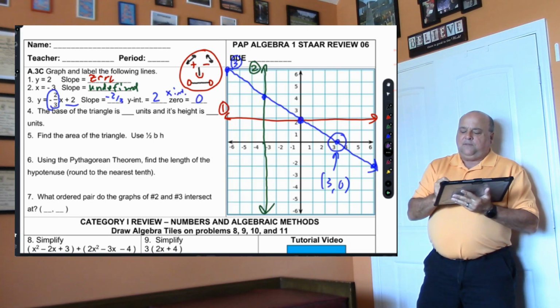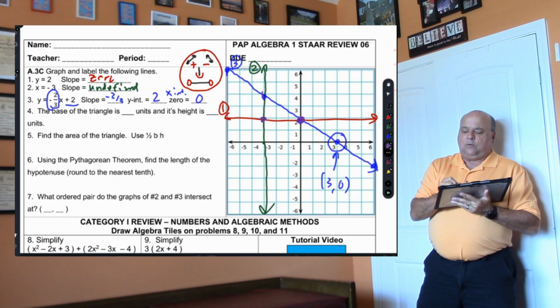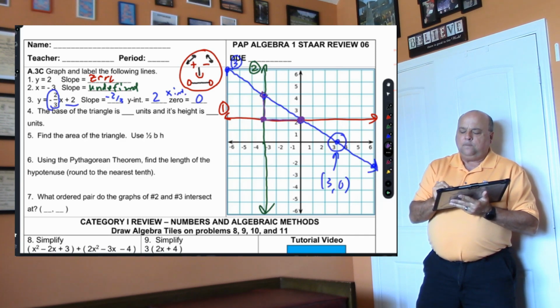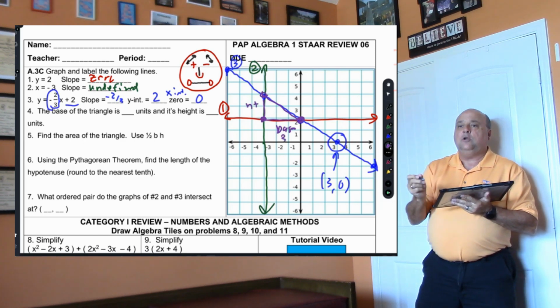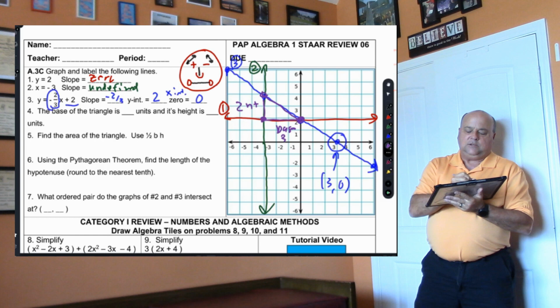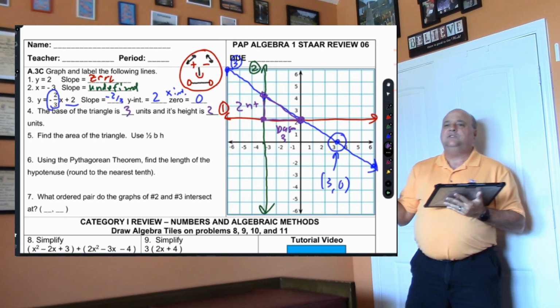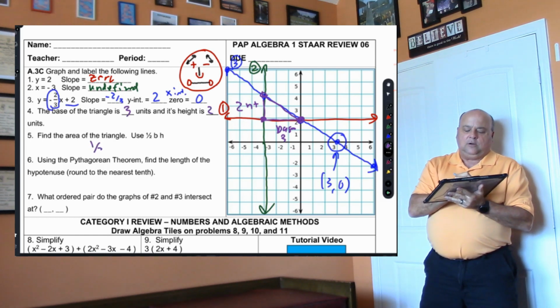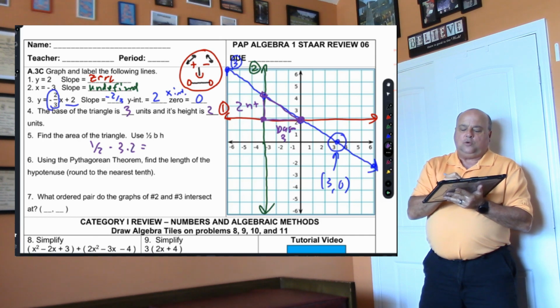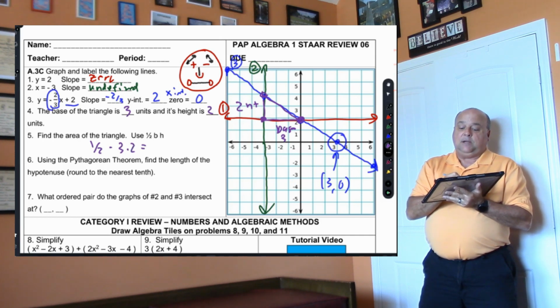Let's keep going. This line forms a right triangle right here. This is our base. This is our height. So our base is going to be 3 units, and our height is 2 units. So the base is 3, the height's 2. The area of that triangle is going to be 1/2 times 3 times 2, which is 6 divided by 2, is 3 units squared.